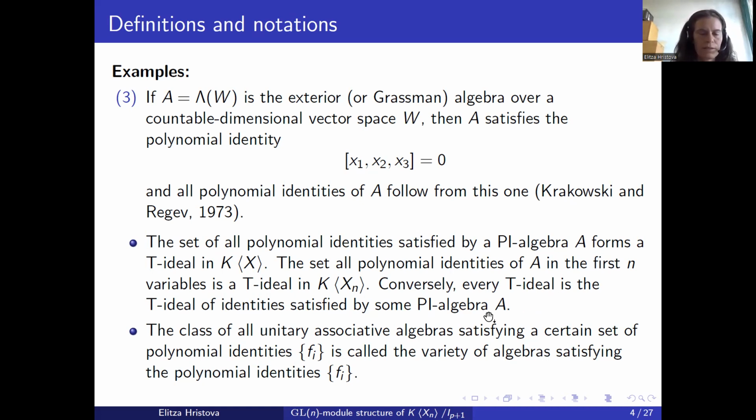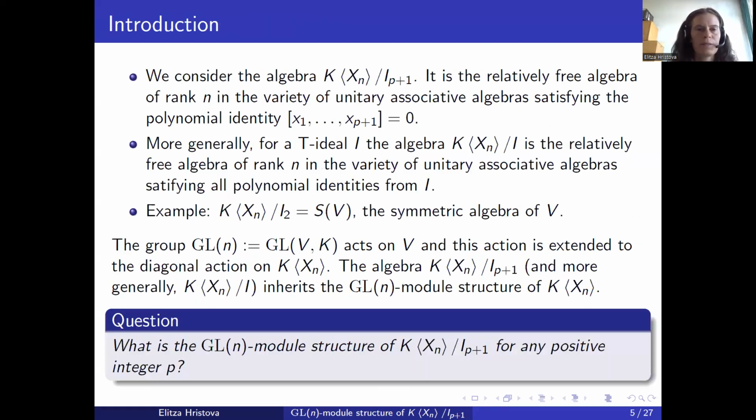And one last definition before we move on with our talk. We call the class of all associative algebras which satisfy a certain set of polynomial identities Fi the variety of algebras satisfying this set of polynomial identities. Okay, so these were the basic definitions, not all of which we will need. Now let us see what are the basic objects that we are interested in this talk.